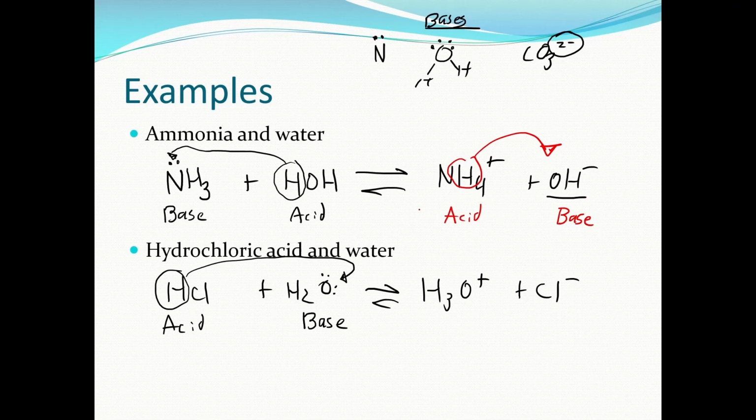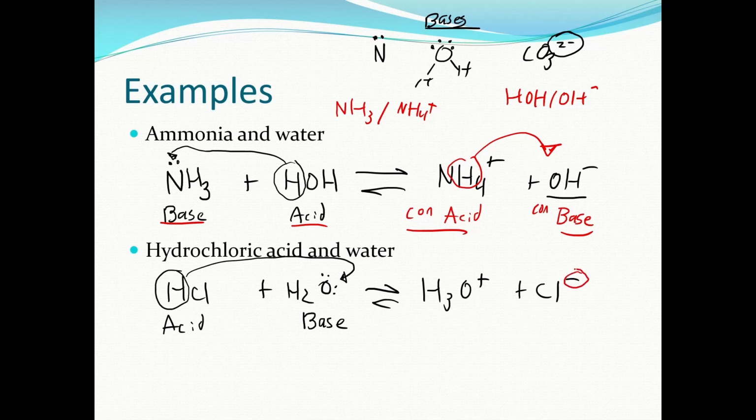But they're not just acids and bases, they're conjugate acids and bases, right? So we can label these in terms of conjugate acid-base pairs. NH3 and NH4 plus are conjugate acid-base pairs. The other conjugate acid-base pair is going to be water and OH minus. Conjugate acid-base pairs are always exactly the same, except one has an extra hydrogen.